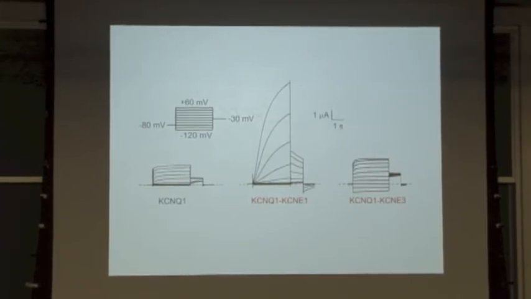So KCNE3, we and other people have shown over the years, locks open the voltage sensor of the potassium channel, tricks it into thinking that the cell's depolarized, so basically you pass current at quite a wide range of potentials.